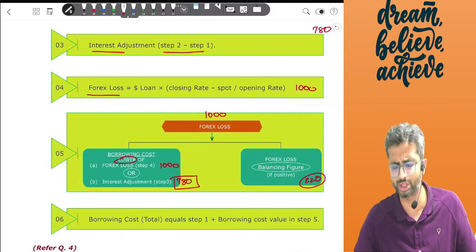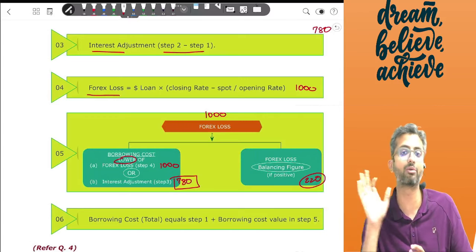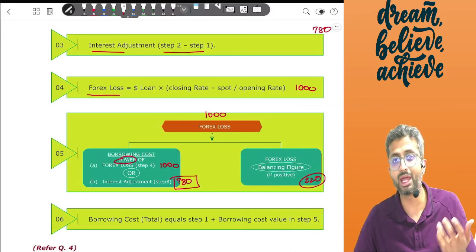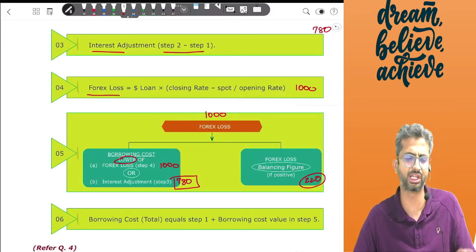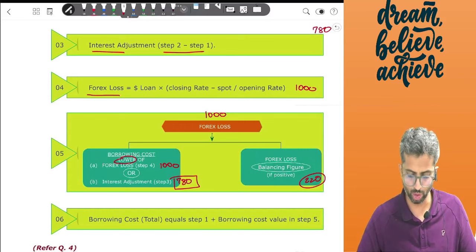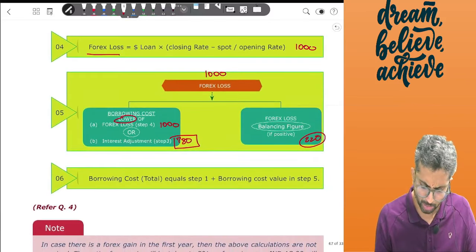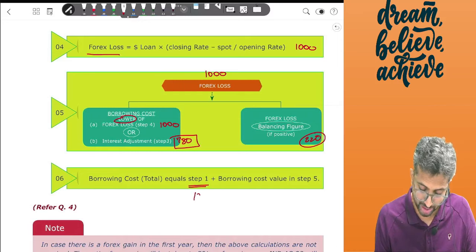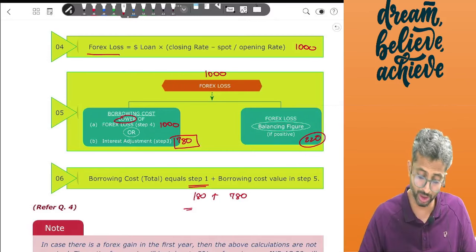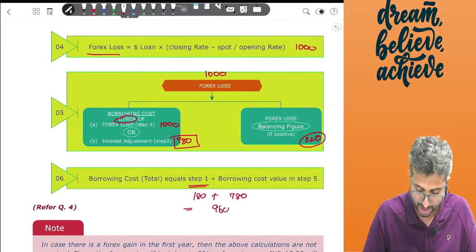So your journal entry for this would be, loan is a monetary item, will have to be shown at closing rate. So loan will be credited, let us say, at 1,000. What you would debit is borrowing cost for 780, and then forex loss, let us say, for 220, and that will give you your final answer. Your total borrowing cost to be capitalized will be the actual interest that you have paid, 180, plus 780, which is the notional cost that you think is connected to borrowing, and hence this will give you 960.